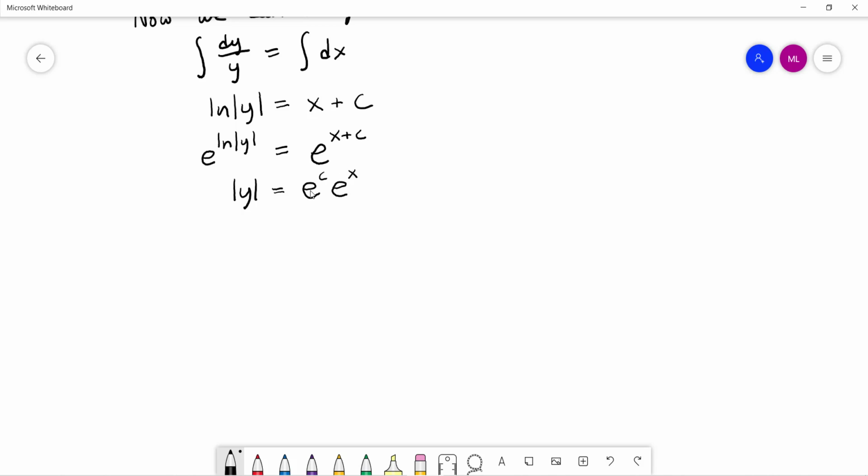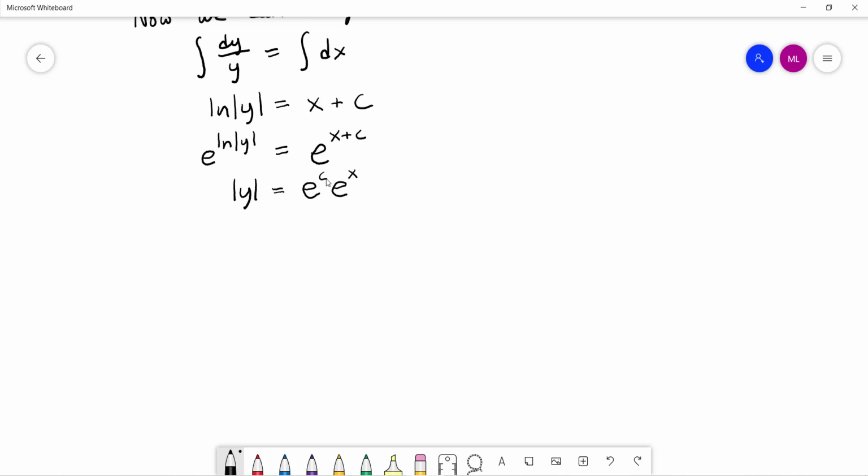The nice thing about this is that this e to the c is some unknown constant. We haven't picked what c is yet. And that means when I take e raised to some number, some unknown constant, I'm going to get some other new unknown constant. I can get more or less whatever I want out of this thing. So in this case, I'm going to rewrite this e to the c as some new constant.